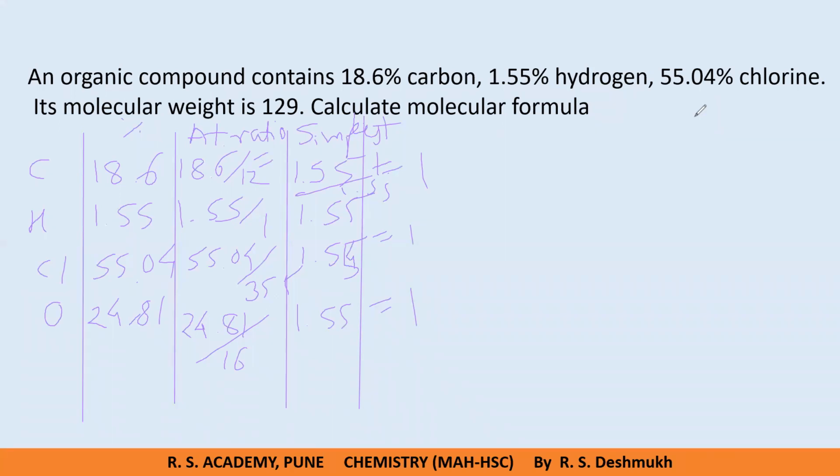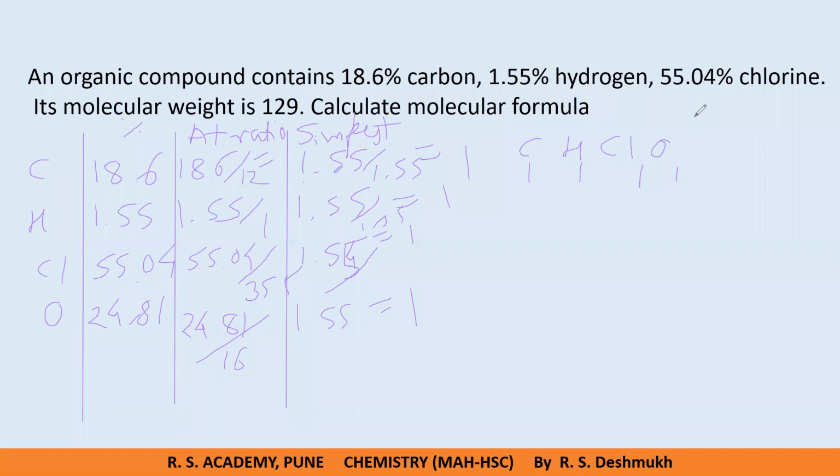Okay, even if I am not audible, I am writing everything here. Everywhere I am writing 1.55, here it is 1.55 everywhere. So if I find the ratio, it becomes 1. If this ratio becomes 1, that means carbon, hydrogen, chlorine and oxygen are all 1. So CHClO is my empirical formula.